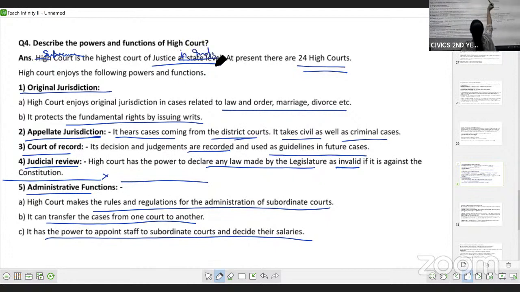Okay, you need not write this, but there are 24 High Courts. It has 1 Chief Justice and 30 other judges. Okay, it is in Delhi. You can write the location.